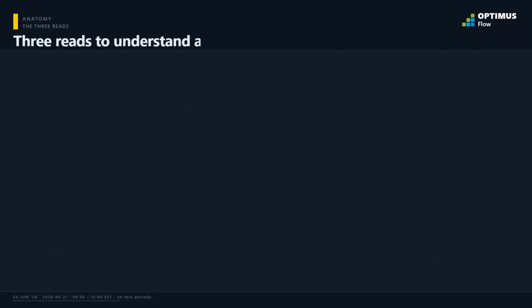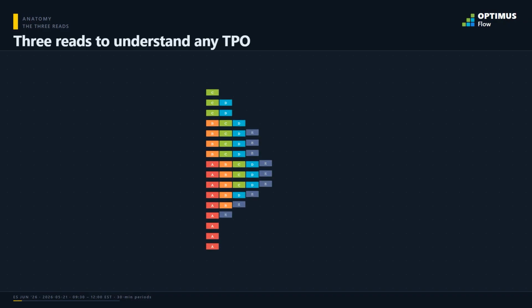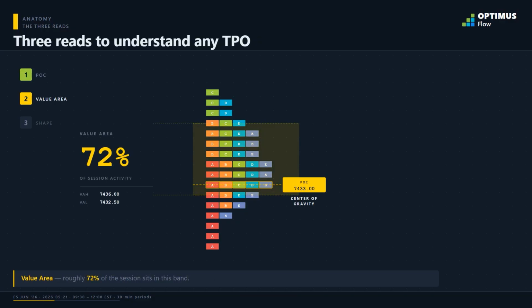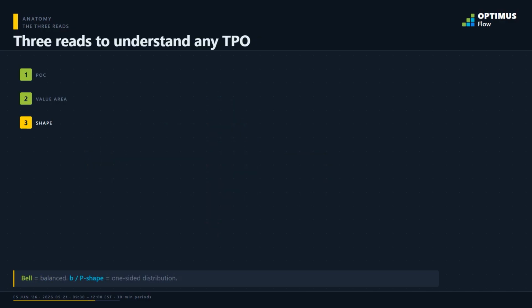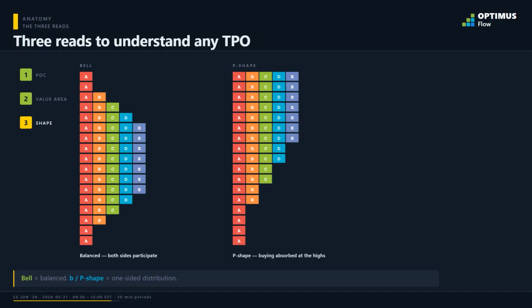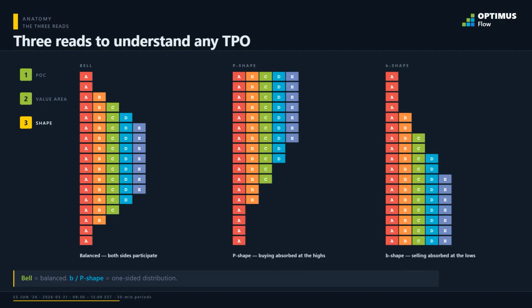There's 3 main concepts of a TPO chart you should know. The first is the POC, and this is the row with the most letters. Also, you can view this as the day's center of gravity. Second is the value area, and that's roughly 70% of the session activity. This is considered the band that the market accepted as fair value. Third is the shape. A bell means both sides participated. A P or a B means one side did more of the work than the other.